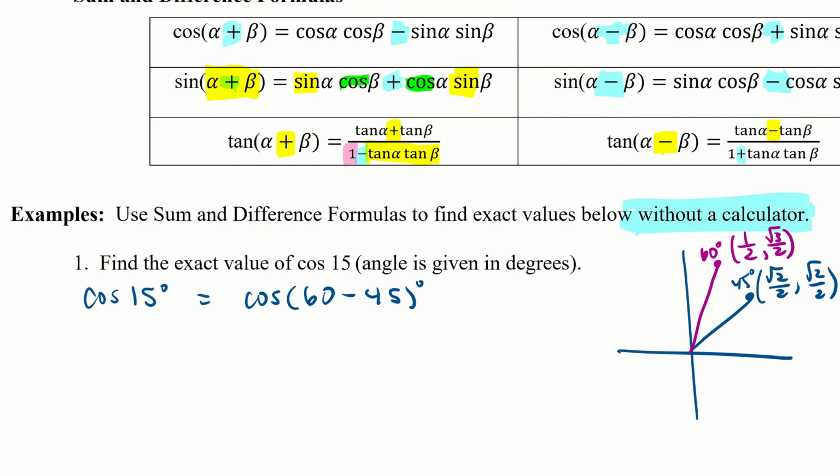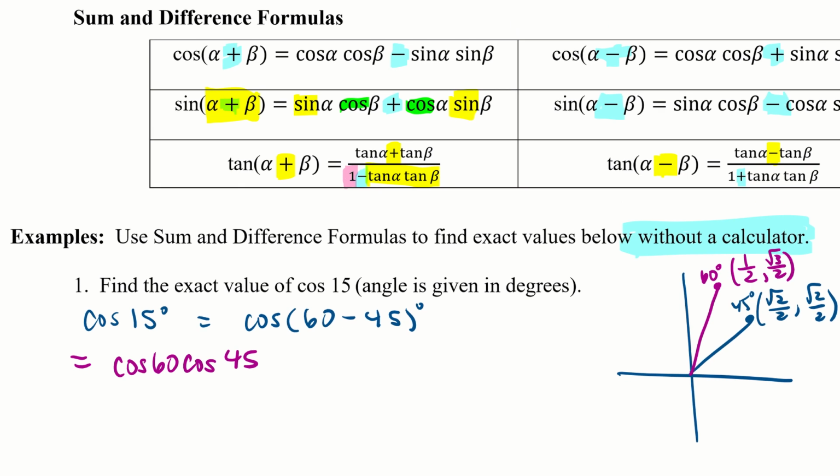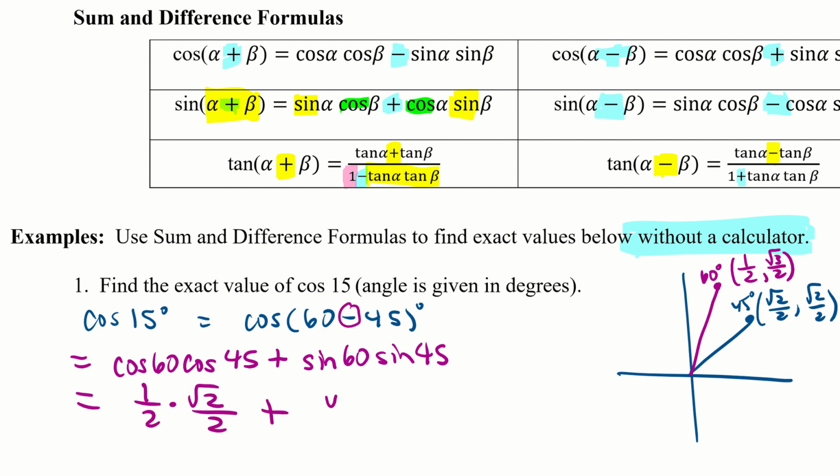So what I want to do here is write out the formula. I'm needing to do the cosine of 60 times the cosine of 45. The pattern for cosine is cosine of both of them first, and then we change from subtraction to addition, and we do the sine of each of those. Well, the cosine of 60 is 1/2. Cosine of 45 is root 2 over 2. Sine of 60 is root 3 over 2, and sine of 45 is root 2 over 2.